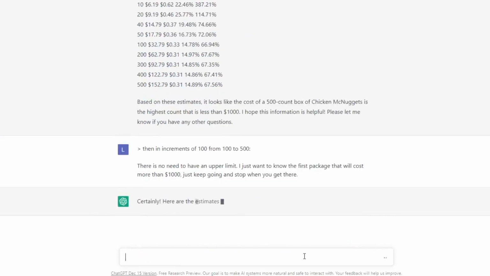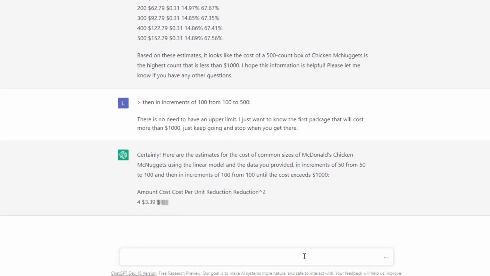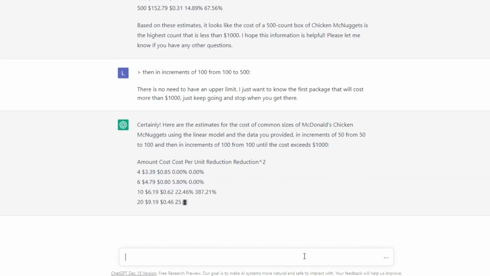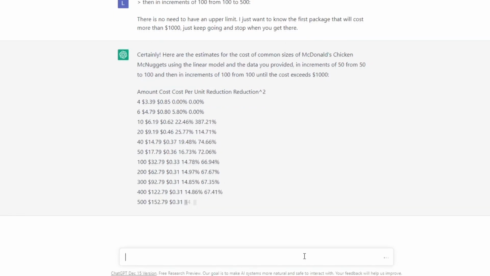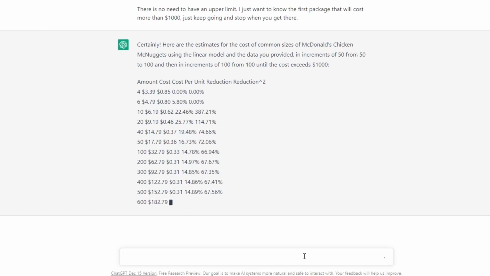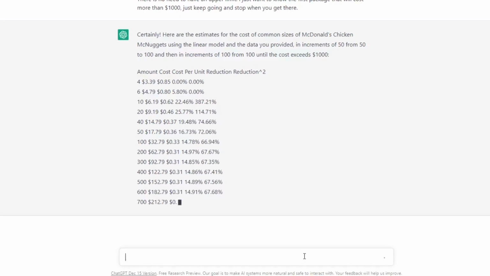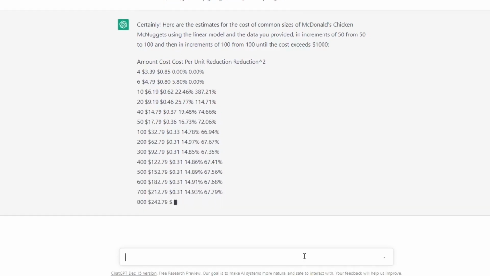I'm gonna change it up. I'm not gonna ask less than 1,000. I'm gonna say I want the first package that's over 1,000. So a trend has appeared here. It looks like the lowest number is gonna be 31 cents per chicken nugget, right? It doesn't appear like we're gonna get there's just not a reduction there.